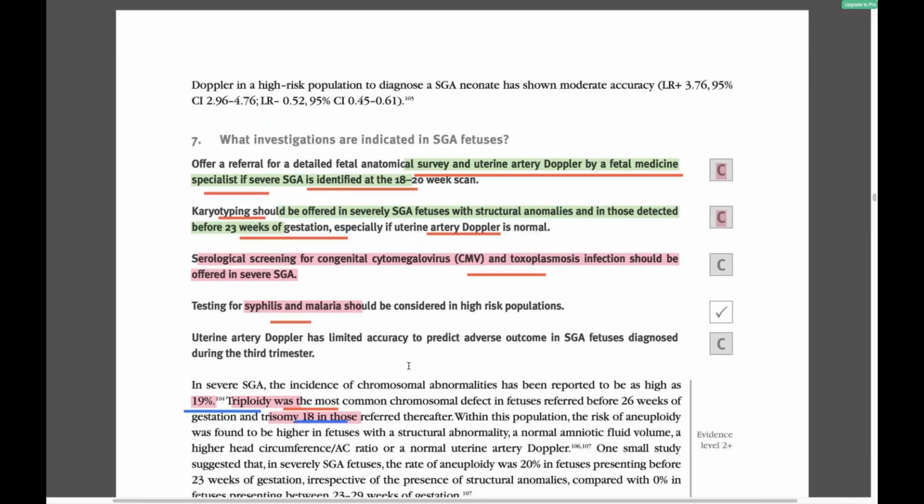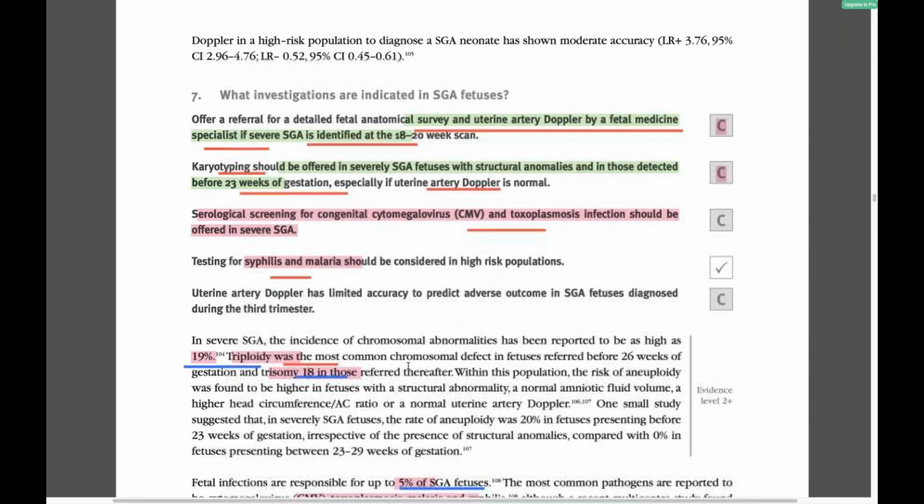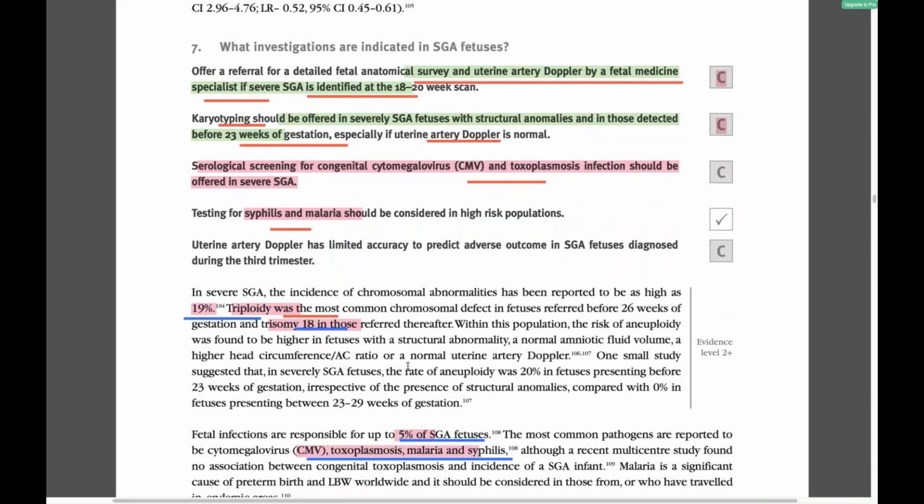Now you will get a number of questions from here. This is full of questions. Now you have done a growth scan for a baby at 18 to 20 weeks. But if you find the baby has severe SGA and the uterine artery Doppler is normal, what will be your next step?